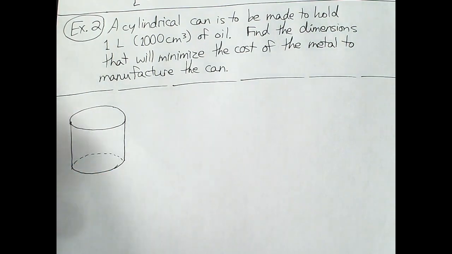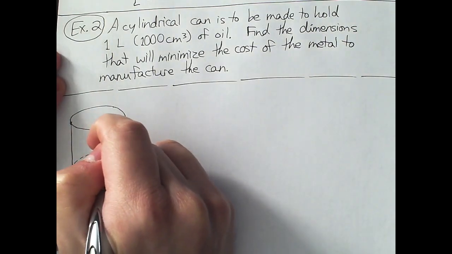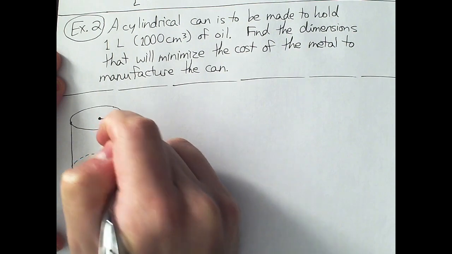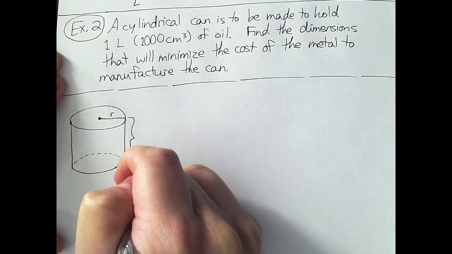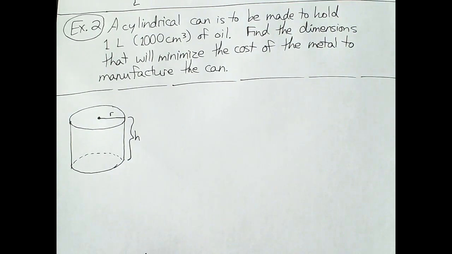I'll draw a picture of a cylinder. So it says, what are the dimensions of the can? So what dimensions would you say matter for a cylinder? Well, the radius matters and the height matters. So I'm going to label them R and H. And I guess they would be measured in centimeters because this problem already mentioned centimeters. So we'll keep that in mind for our final answer. I think it's going to be in centimeters.